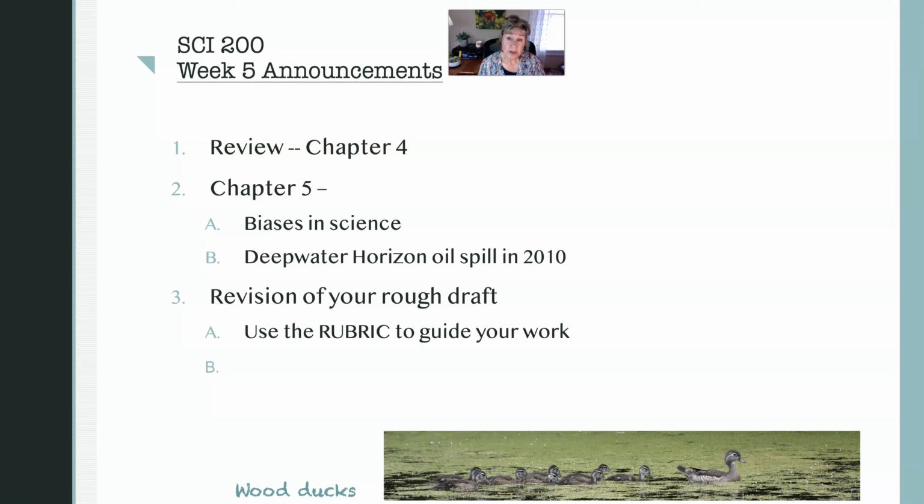The example you're going to be given also is the Deepwater Horizon oil spill in 2010 in the Gulf of Mexico, which was a horrible ecological disaster for the whole Gulf of Mexico. And of course, there was human tragedy too because people were killed when the oil rig blew up. And there was just so much oil that was dumped in the Gulf of Mexico and killed so much life and is still causing problems in the Gulf of Mexico.